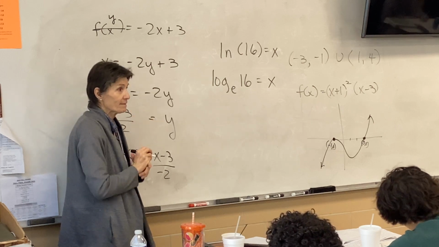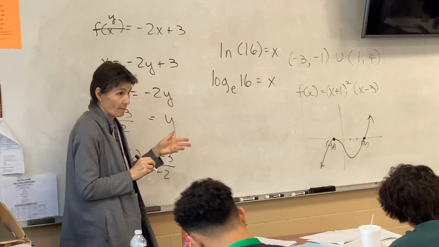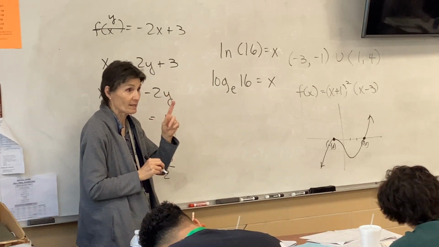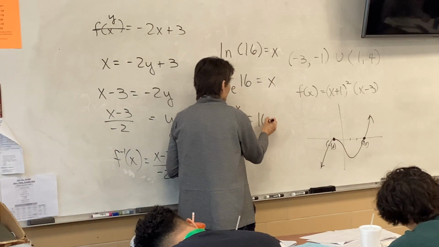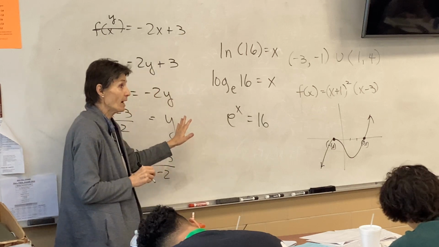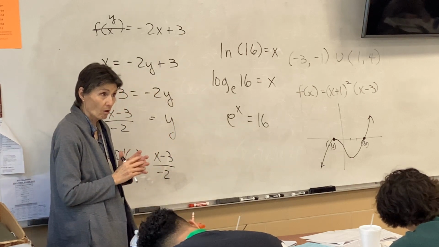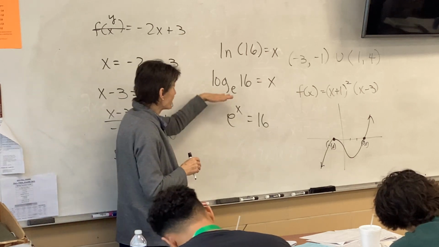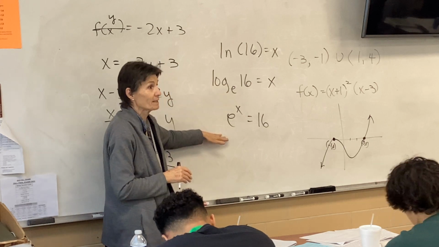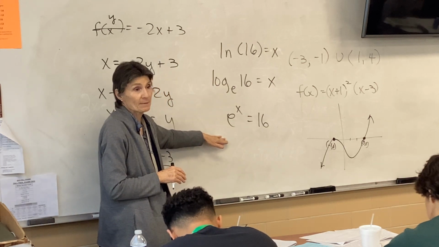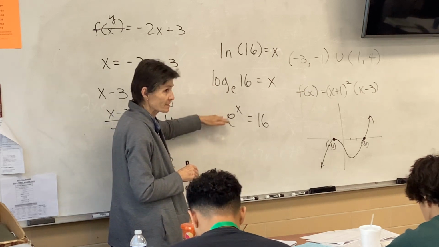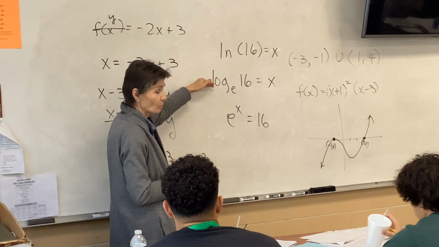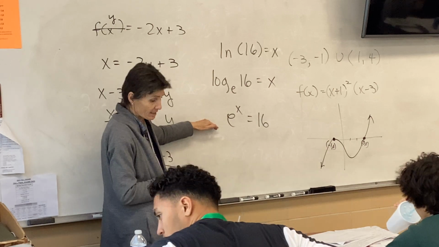And I want to write that without a logarithm. I want to write that with an exponent. So I'm just going to log rule it. E to the x equals 16. And you're done. It doesn't say solve. It says rewrite this equation with an exponent. That means log rule it. Get rid of the logarithm. These two are the same equation. This is logarithmic form. This is exponent form.